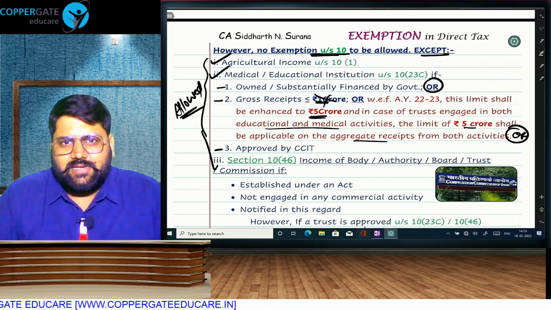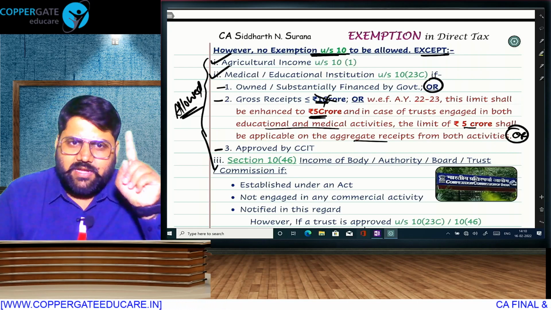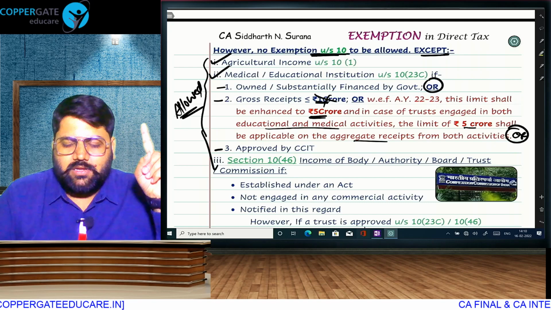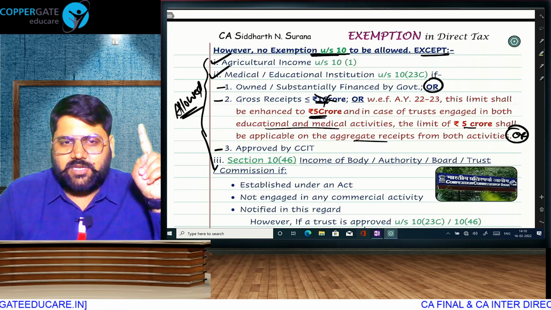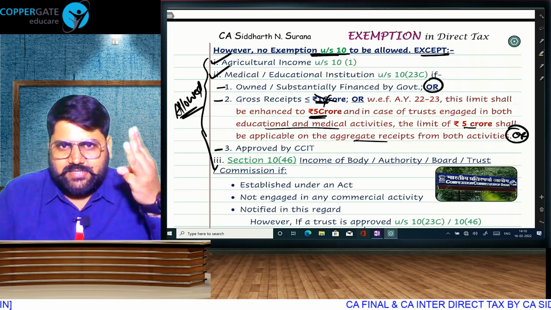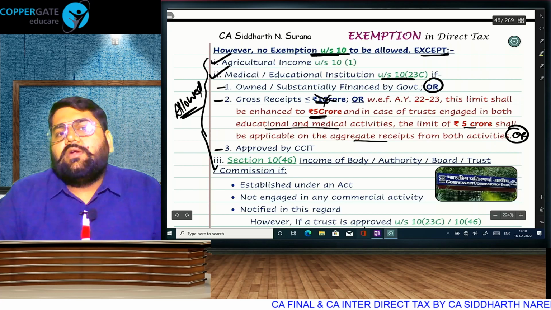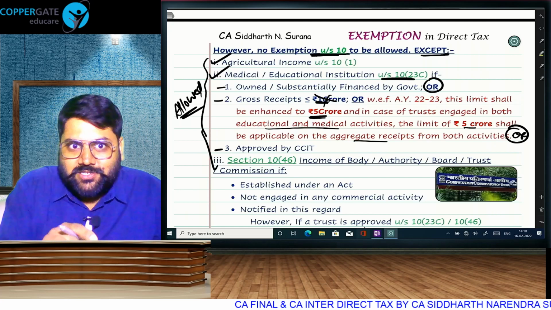So basically, you can fall in any of the 3 categories. You don't have to fulfill all the 3 cumulatively. Government school, college, hospital, nothing to check, whether approved or not approved, irrespective of turnover. Then turnover up to 5 crore, nothing to check. Or approved by CCIT, nothing to check. If you fall in any of these 3, you are eligible for 10(23C) even if you are a registered trust.